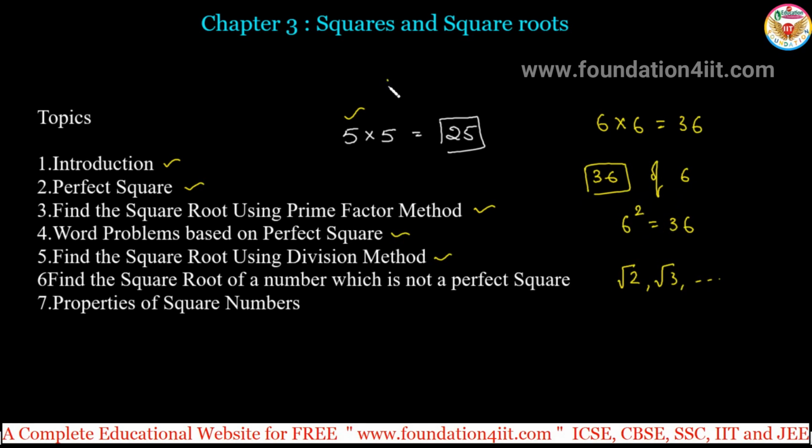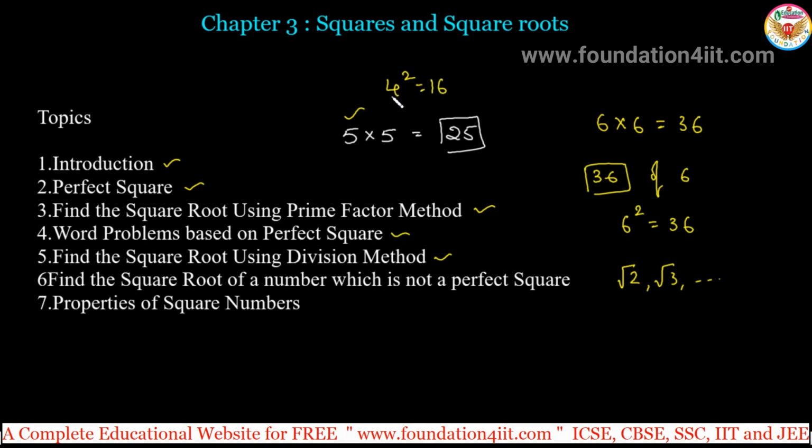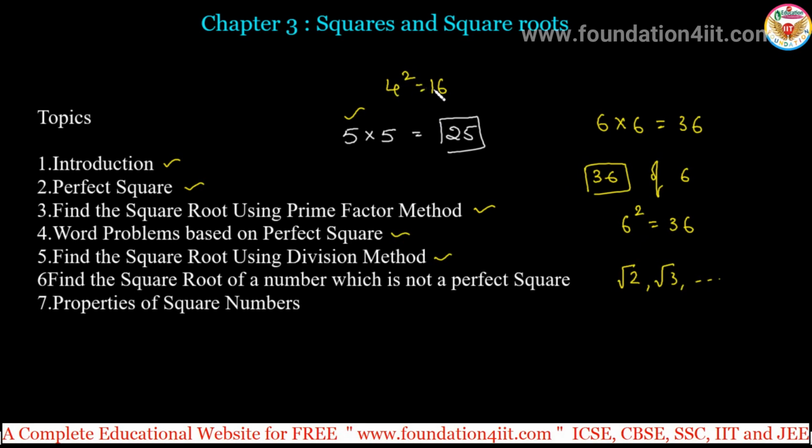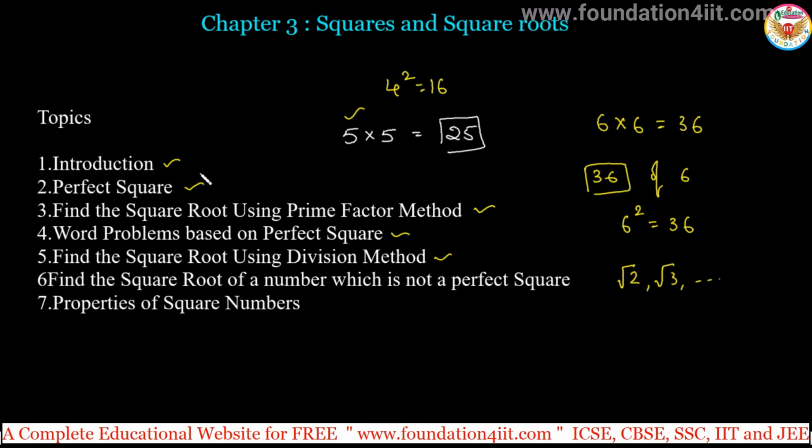Same way, 4 square is 16, but we can read it as 4 raised to the power 2. Generally we write just 4 square, but it is 4 raised to the power 2. That is 16. This is the basic thing about squares. Now let us see what a perfect square is and how to find square roots using all the methods.